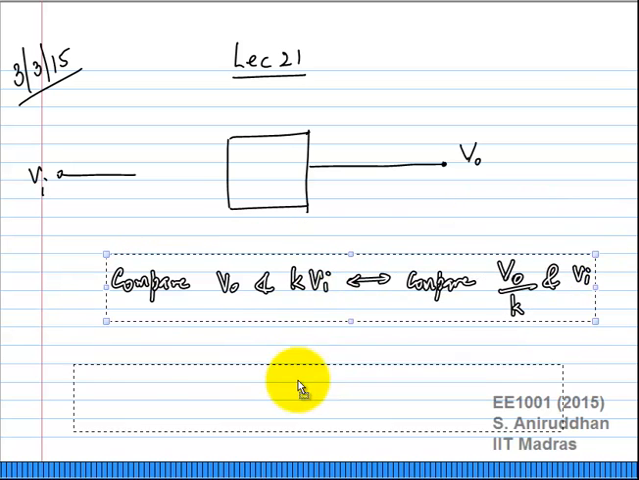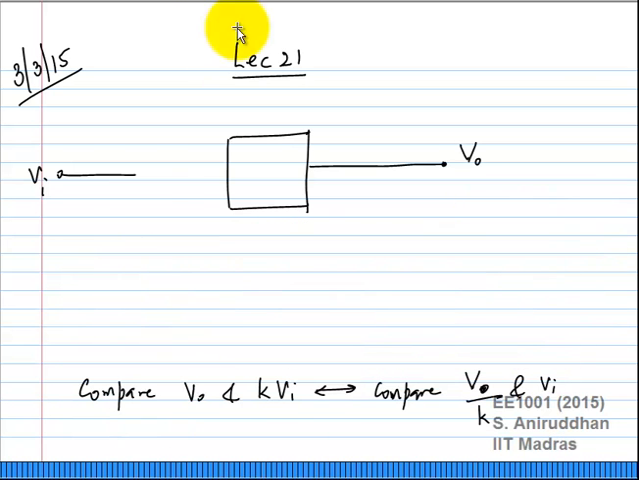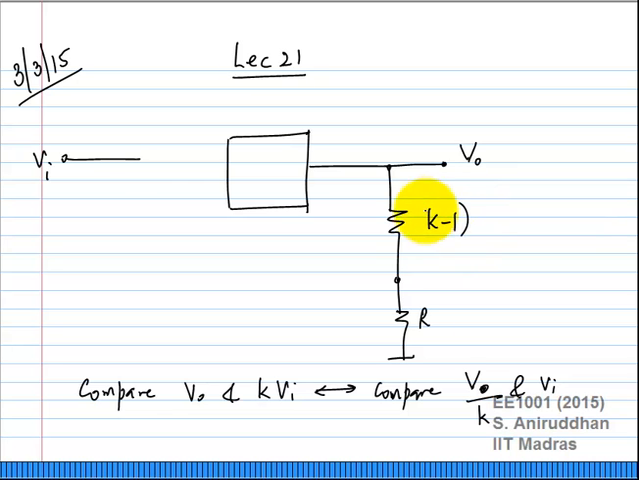So first I need to generate VO by K. The easiest way to generate VO by K is to use what is called a resistive divider. I run it through a pair of resistors of value R and K minus 1 times R. The voltage here is going to be VO by K. Is that clear? That's my first step. So I generate VO by K.